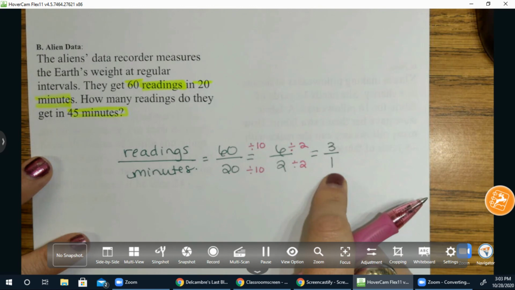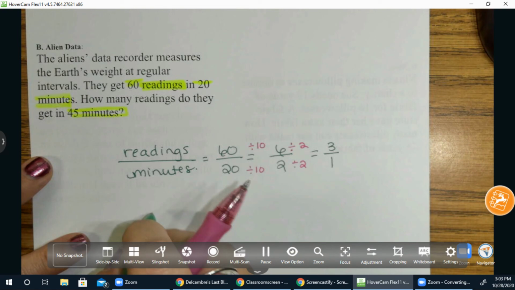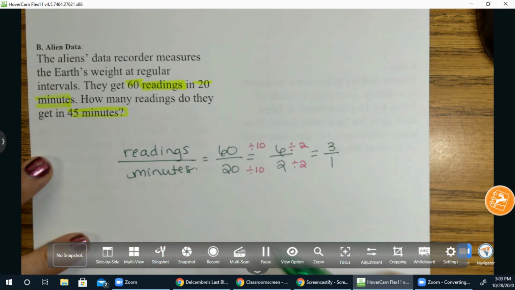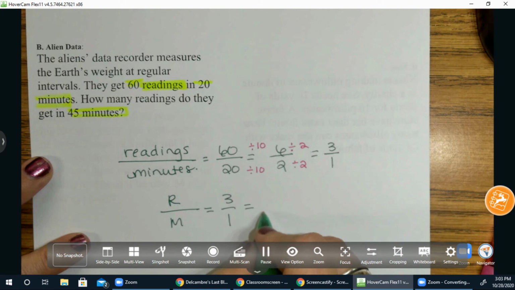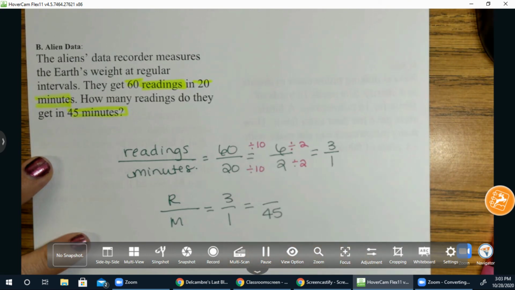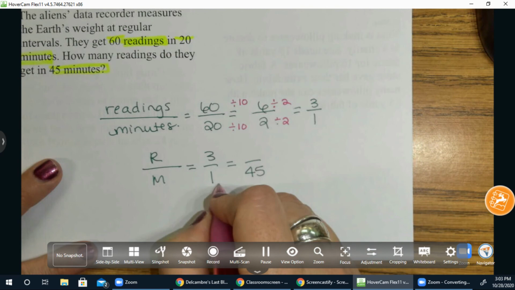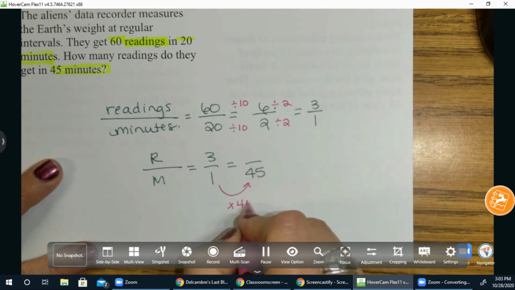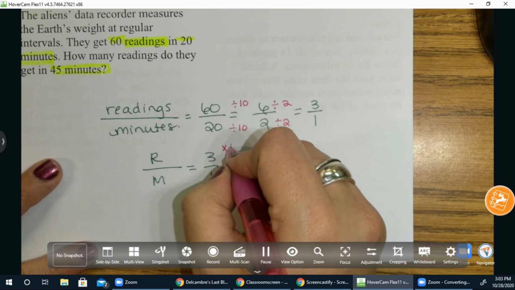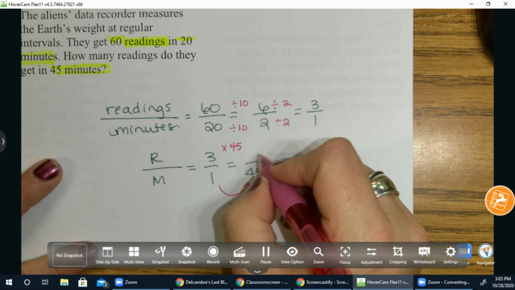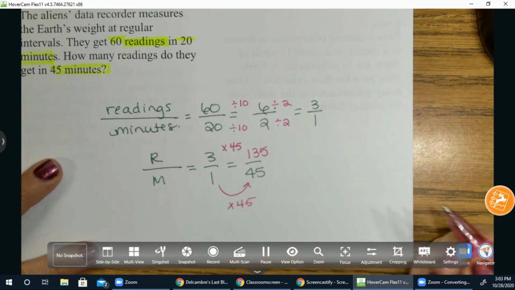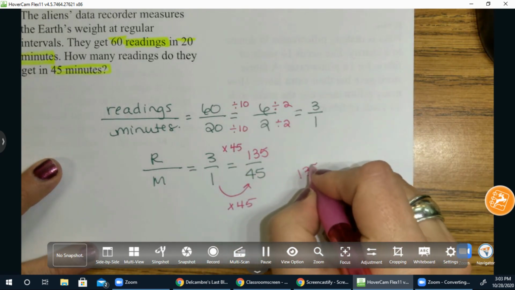So this is what we call our unit rate. Now, if my unit rate's 3 to 1, so my readings per minute, and I'm going to abbreviate readings and minutes, is a 3 to 1 ratio. I need to get 45 minutes. I would multiply this by 45 because 1 times 45 gives me 45. And I multiply the top by 45. And 3 times 45 gives me 135. So there would be 135 readings.